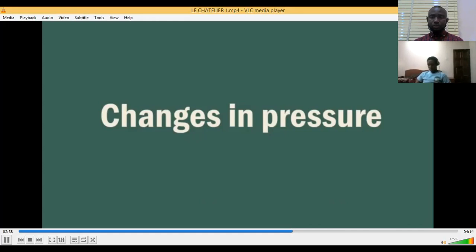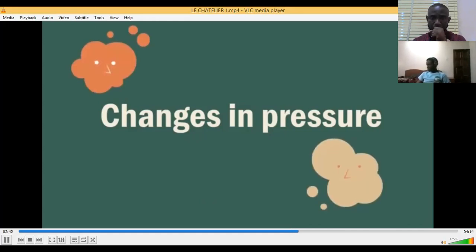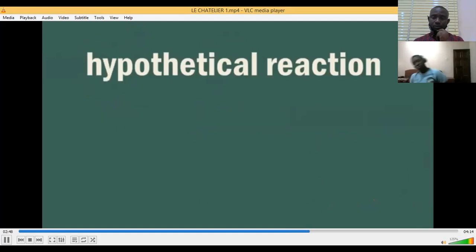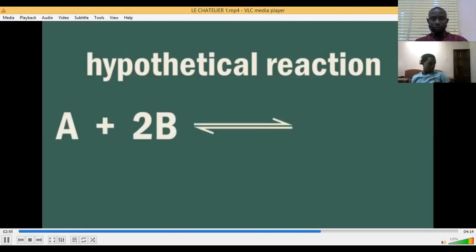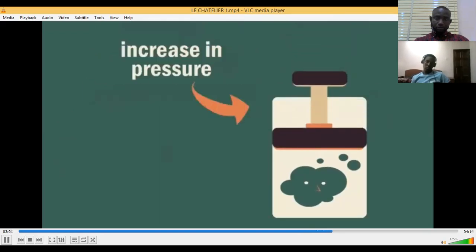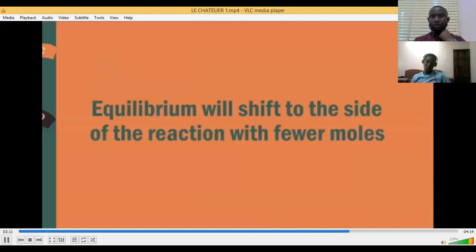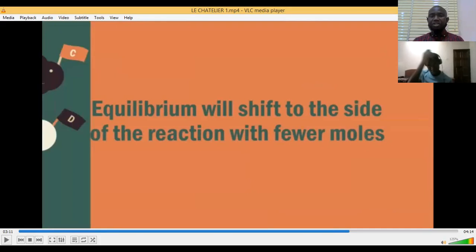This stress to a system at equilibrium is only applicable to gaseous systems. For this stress, we will examine another hypothetical reaction at equilibrium, where reactant A reacts with 2 moles of reactant B to form product C and product D. An increase in pressure means that there is a decrease in volume, so there is less space. Equilibrium will shift to the side of the reaction with fewer moles. Please write that.